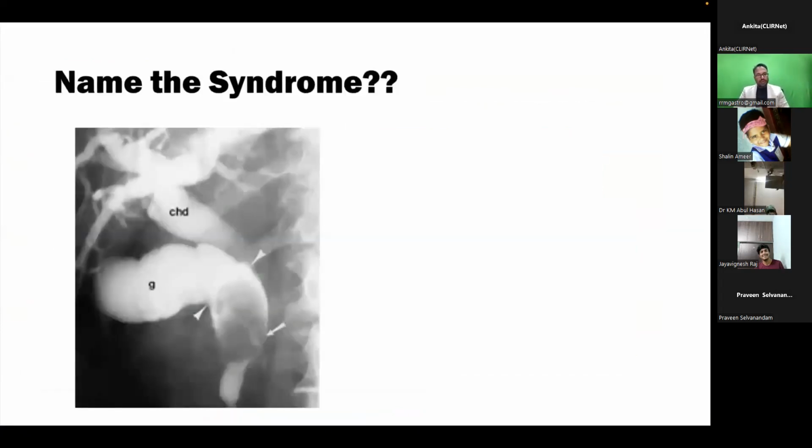What is this syndrome? I hope most of you will not be able to identify this, but you know the syndrome. This is known as Mirizzi syndrome. What is Mirizzi? Mirizzi is a stone in the gallbladder, very big, compressing the bile duct. So a GB stone compressing the bile duct.